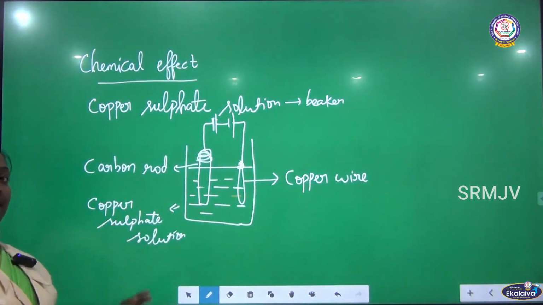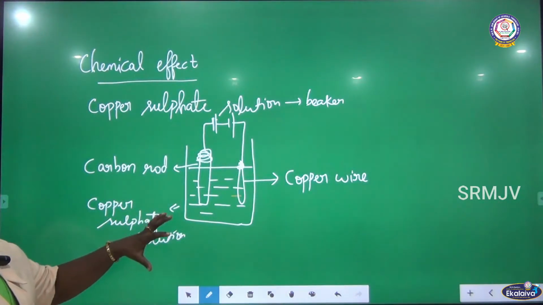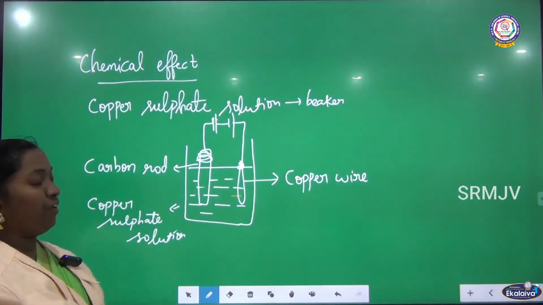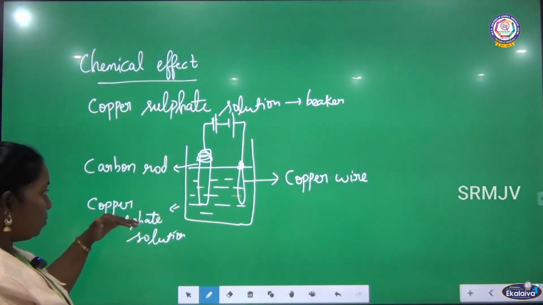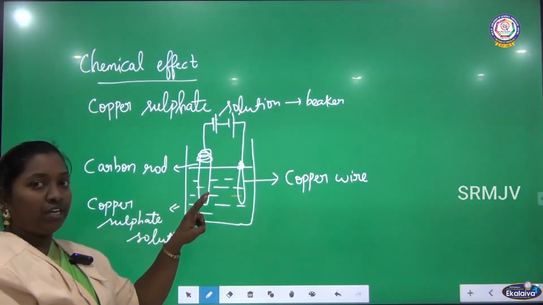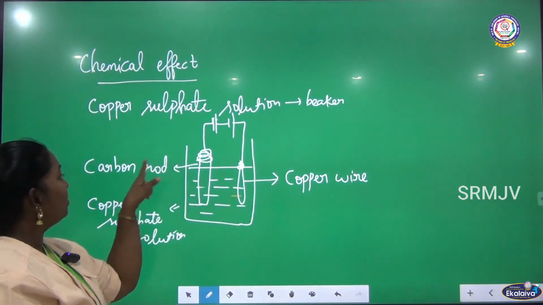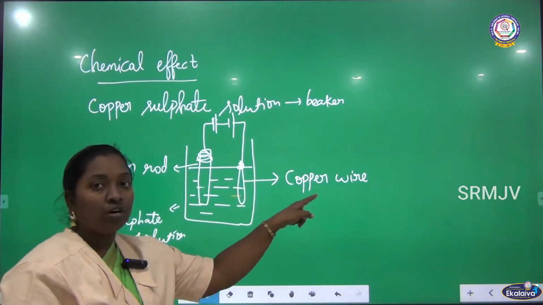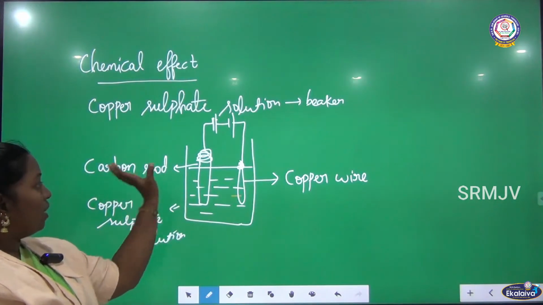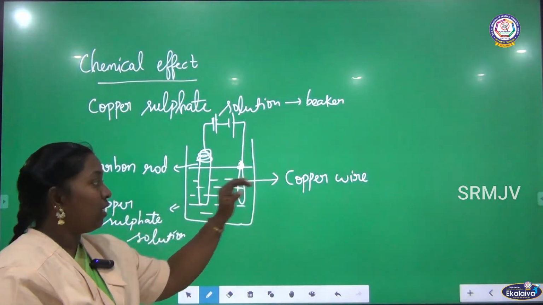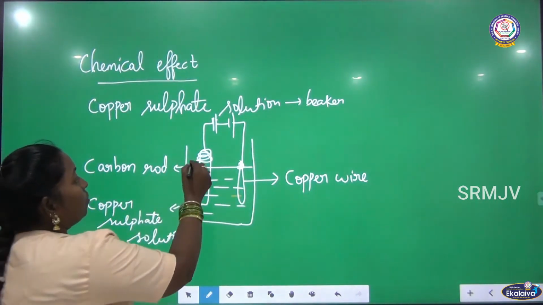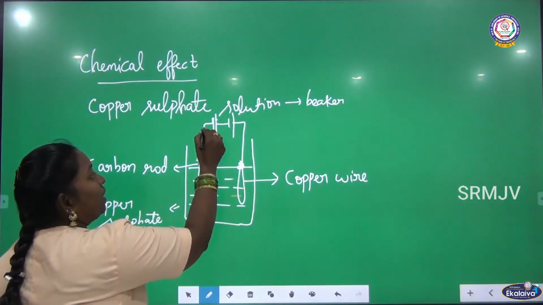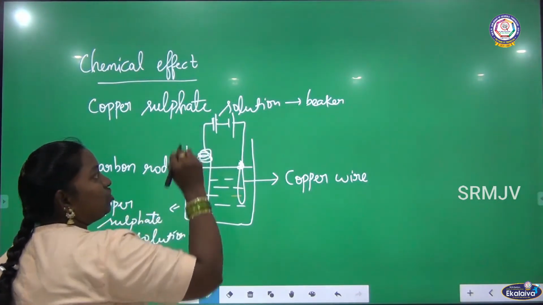Okay, we have to take a part of an activity to know about the chemical effect. So in a beaker, take a copper sulfate solution, and two things have to be immersed in the liquid. One is the carbon rod, and the other one is the copper wire. And both the carbon rod and copper wire upper ends are connected to each terminal.